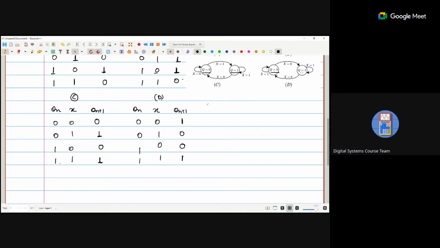So which one is the correct answer? The correct answer is D. So D is the correct answer.